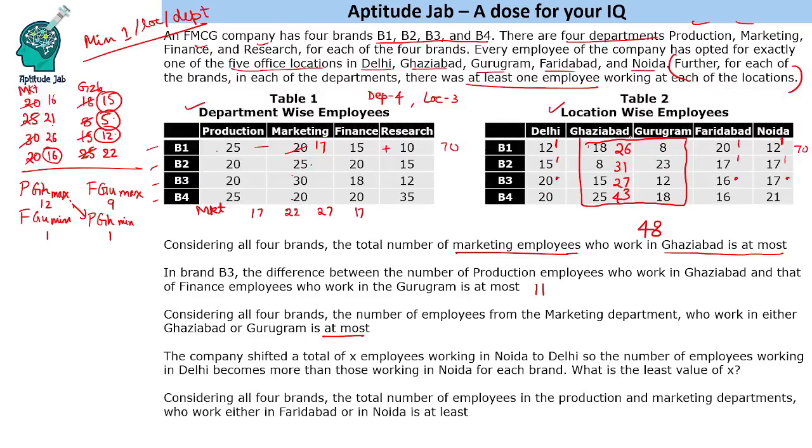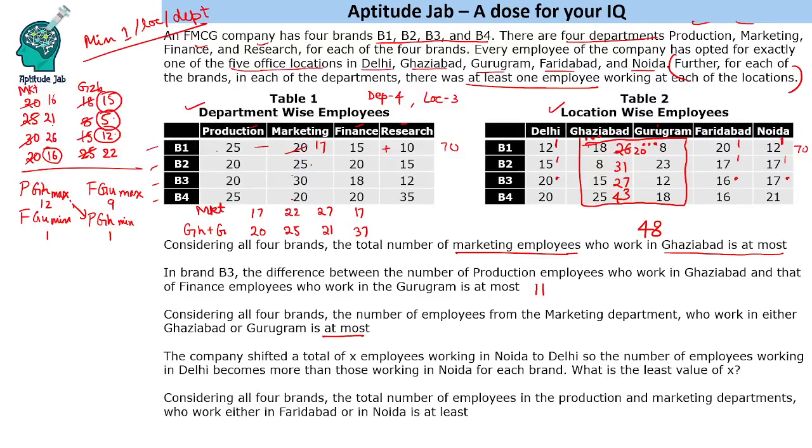Now the second thing we need to see is how many employees Ghaziabad plus Gurgaon can hold. There are 26 employees. Apart from marketing we will have 3 employees in Ghaziabad, one each of production, finance and research. Similarly 3 employees in Gurgaon also. So we can assign a maximum of 20 only, because of the minimum 6 employees from the other 3 departments. Similarly 25, 21 and 37.